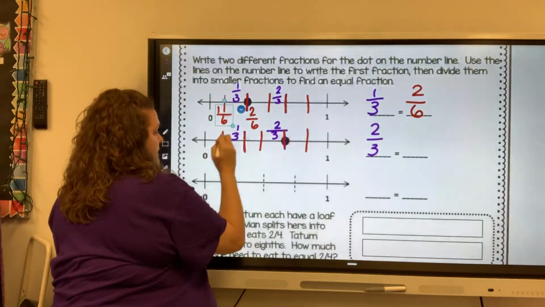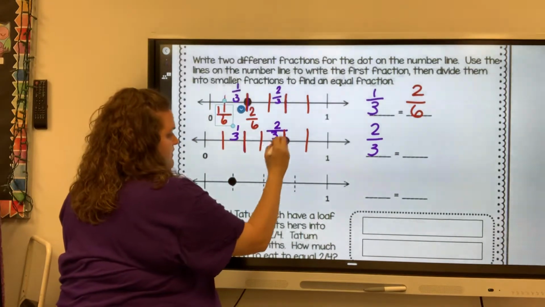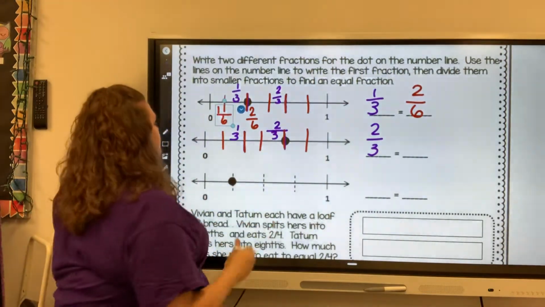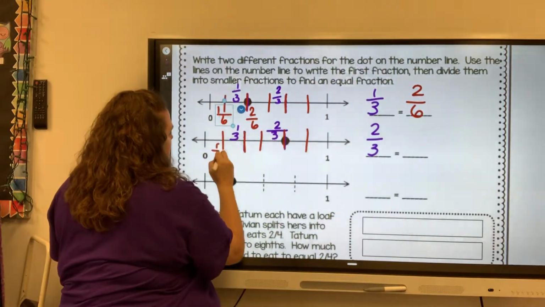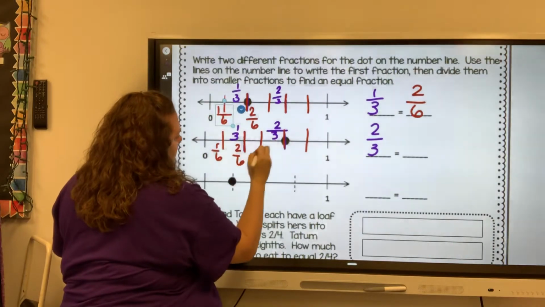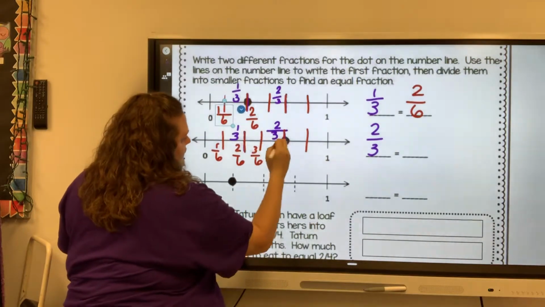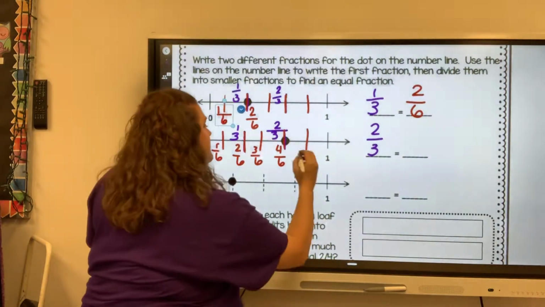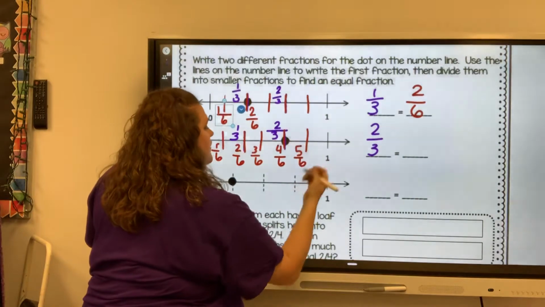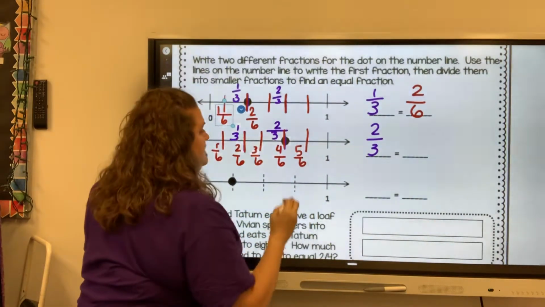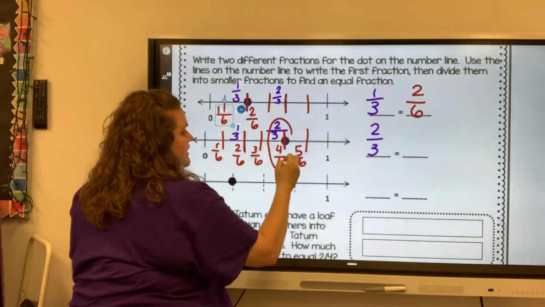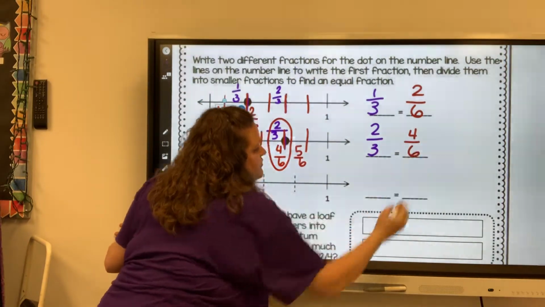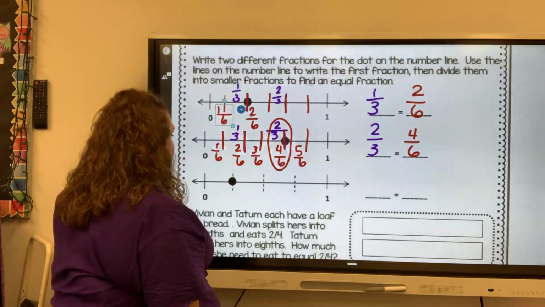So again, 1 space, 2 spaces, 3, 4, 5, 6 spaces. So I'm dealing with 6 again. So this would be 1/6, 2/6, 3/6. This is going to be 4/6. Then we have 5/6. Oh, I don't even need to go on because I'm stopping at 2/3. So right here is the equivalent fraction. 4/6 is equal to 2/3. 2/3 is equal to 4/6.